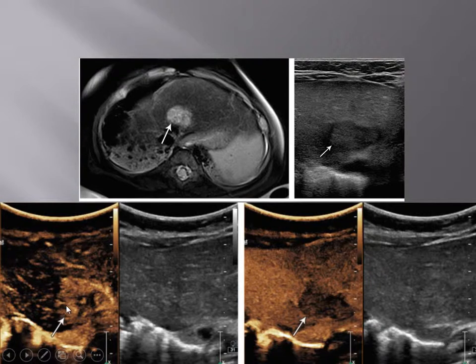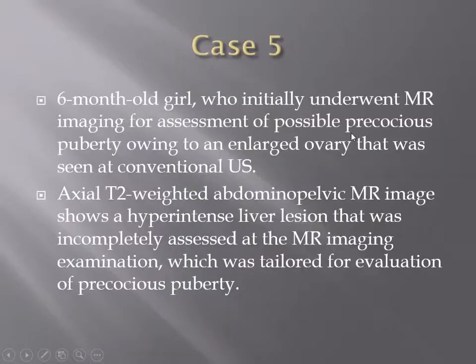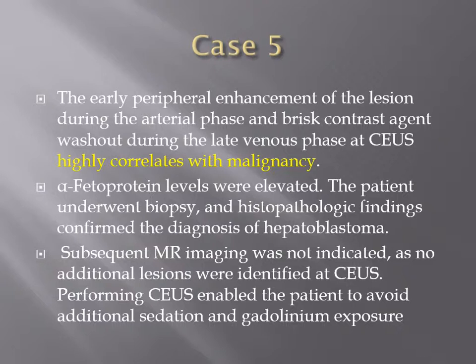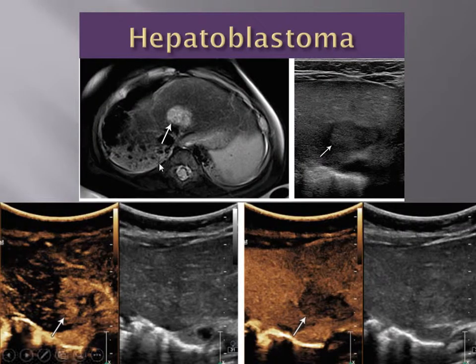After giving the contrast for this child, it was heterogeneous but more hyperechoic. Anyway, this lesion took an early enhancement during the arterial phase. With the delayed phases, there was early washout. The child also had blood tests, and they showed highly elevated alpha-fetoprotein. Later on, they did a biopsy for this child, and it was proven to be hepatoblastoma.